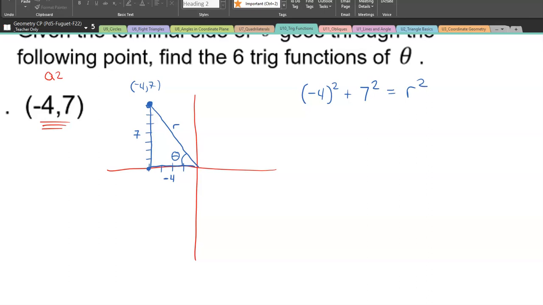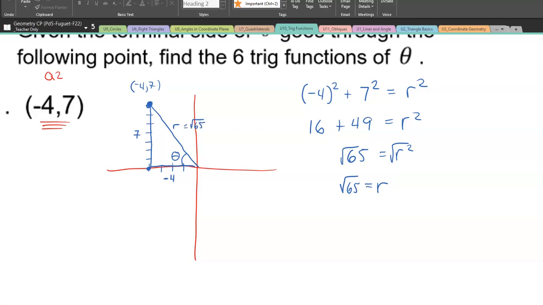Don't forget, when you square negatives in your calculator, you need to put it in parentheses, or a hint here is all negative numbers, when they're squared, will always become positive. So this becomes 16 plus 49 equals r squared. We will add those together. I don't think that comes out to be a perfect square. It does not. It gets very close to being a perfect square. And then we're going to take the square root of those sides. So this is going to just be square root of 65 as my r.